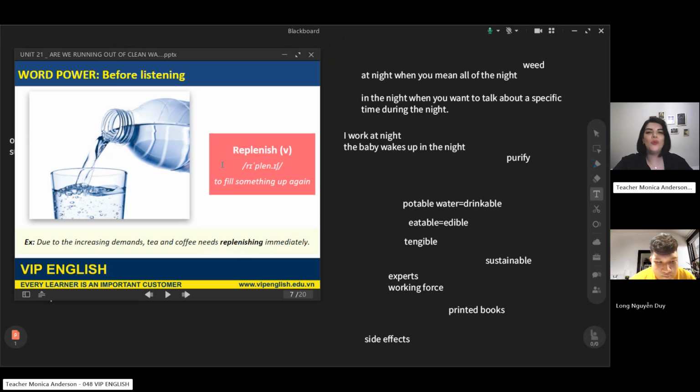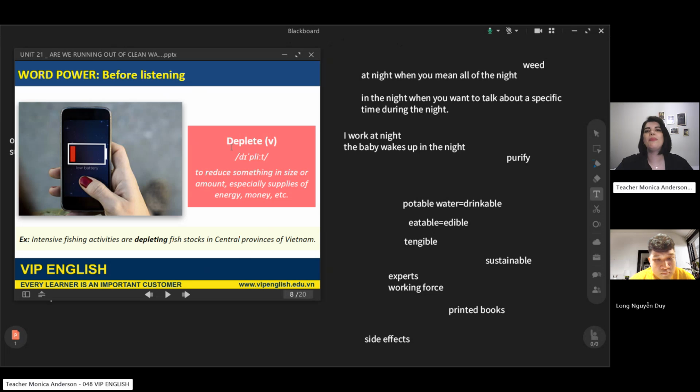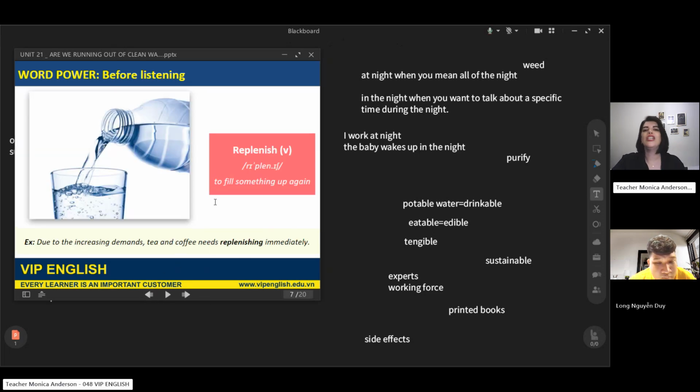Well, this word means to fill something up again, replenish. And we have another one that is the opposite, deplete. So to reduce and to fill. Replenish, to fill something up again. Due to the increasing demand, tea and coffee need replenishing immediately. So, of course.